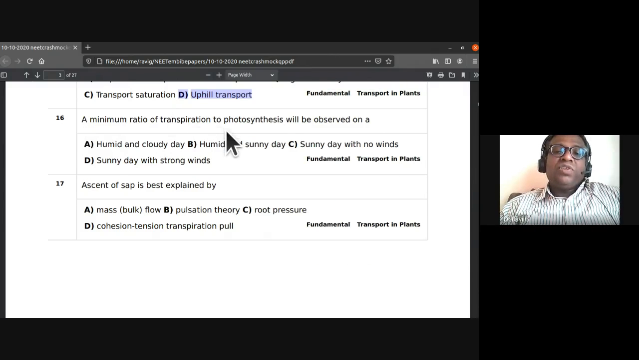A minimum ratio of transpiration to photosynthesis will be observed on a humid and cloudy day, humid and sunny day, or with no winds. A minimum ratio of transpiration to photosynthesis: on a humid day, the transpiration will be low and photosynthesis will be high because it's a sunny day. So a minimum ratio of transpiration to photosynthesis will be observed on a humid and sunny day. Photosynthesis will be more on that day. So 16th one, B is the answer.